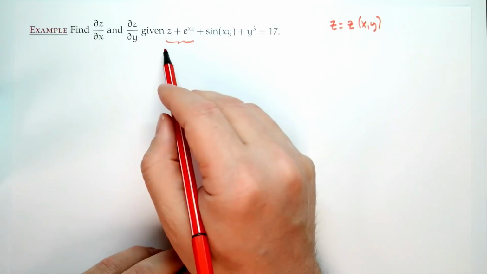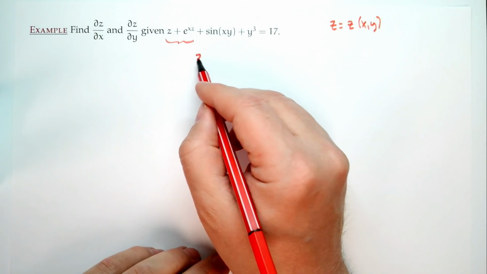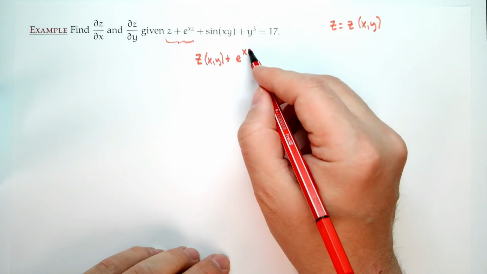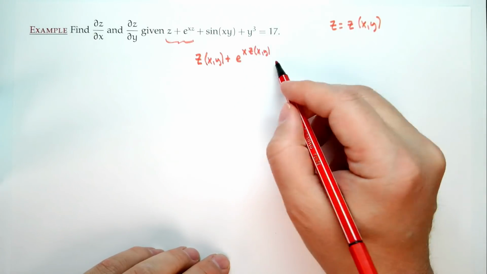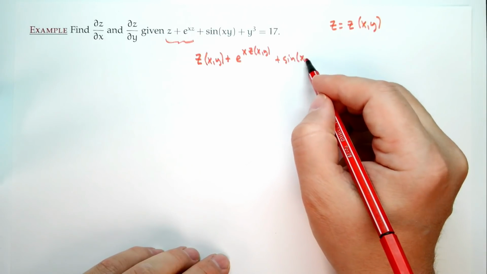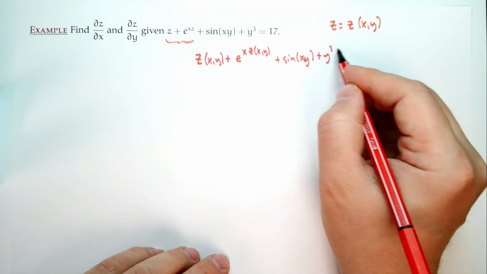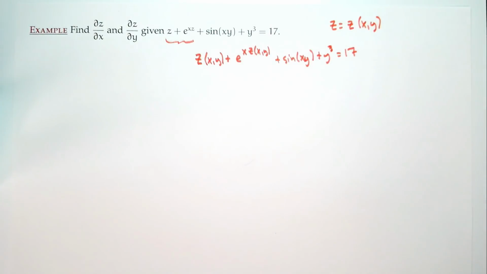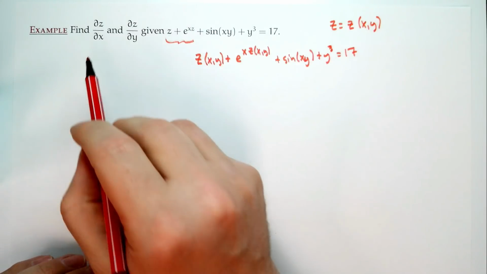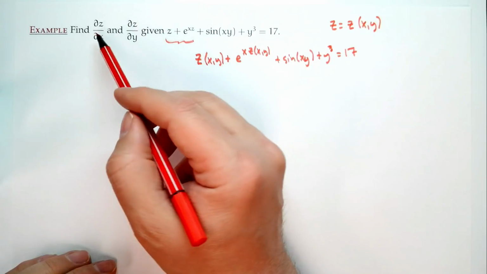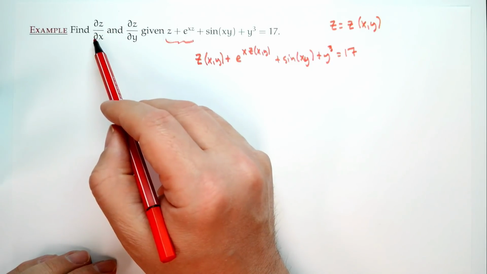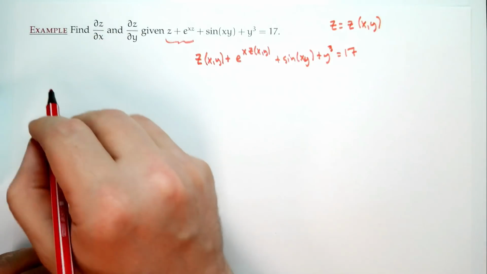So that when I'm looking at this equation, I say, aha, it's really z, which is a function of x and y, plus e to the x times z, which is a function of x and y, plus sine of xy plus y cubed equals 17. Now, I usually don't write this out, but mentally, this is what we think of. And now we say, okay, what do we want? Well, we want to take the derivative with respect to x. So that's the downstairs part. So this says derivative of z with respect to x. All right, so here we go.